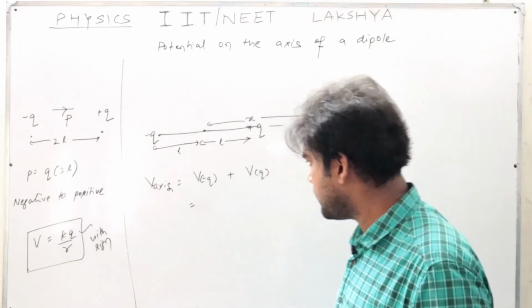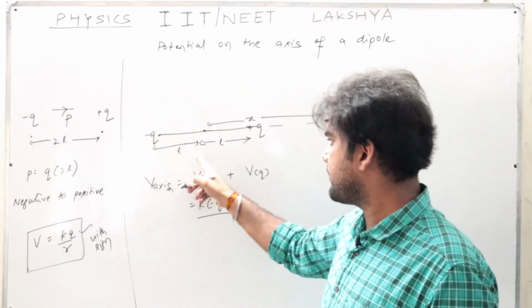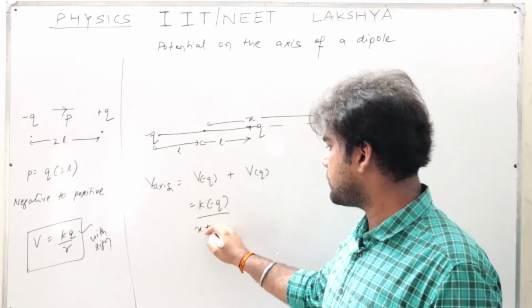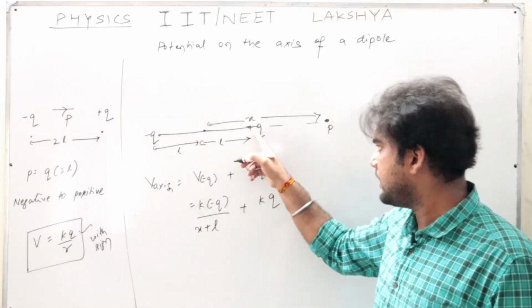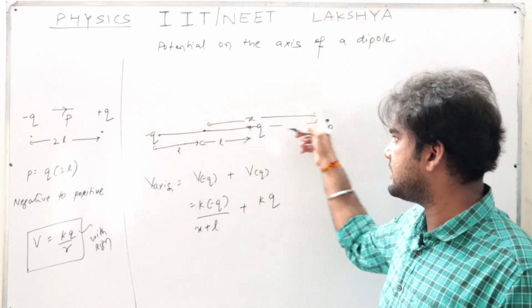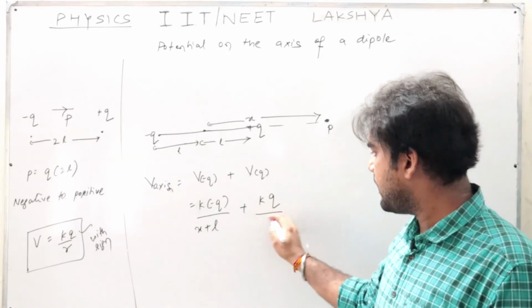So I am writing kq, that is minus q, by this distance. This distance is how much? This is already x plus L. So x plus L plus kq due to this. And this distance, from the center here, this is x, this is L, so the remaining distance would become x minus L. Upon x minus L.